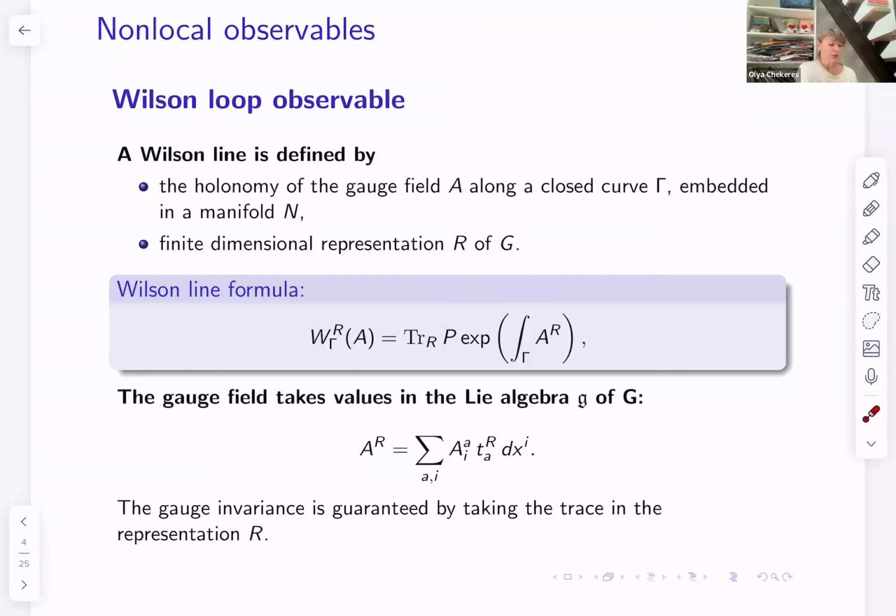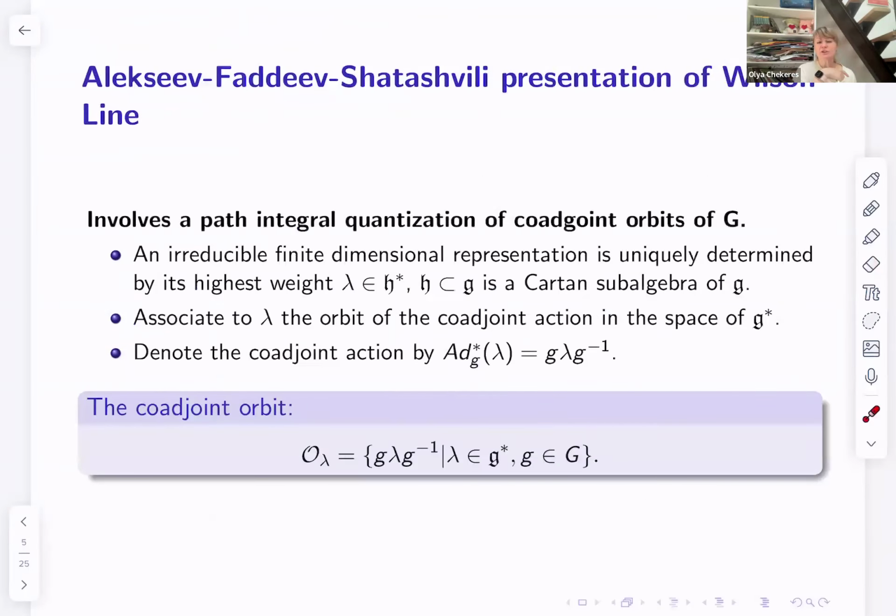This was noticed, and then it was actually described that such a partition function corresponds to the quantization of coadjoint orbits. And then Alekseev, Faddeev, and Shatashvili suggested a different way to quantize coadjoint orbits.